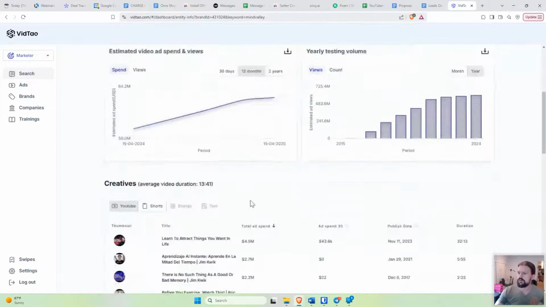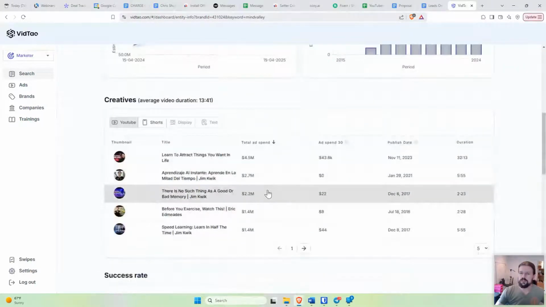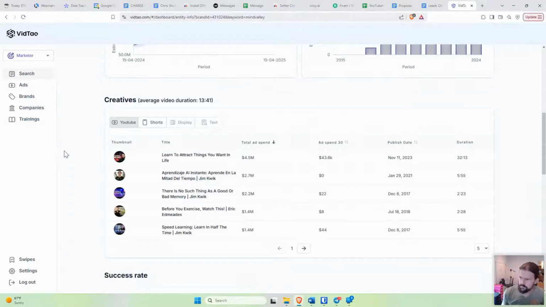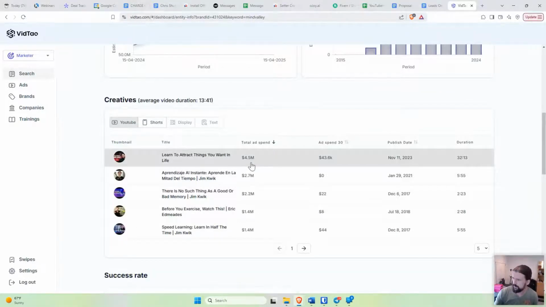And then I can scroll down and I can see these are the ads that they've actually run. Some of them are running now, some of them have run in the past. And what I like to look at, there's three fields that I like to look at. There's total ad spend, ad spend 30, and the publish date. Publish date means when it started. Total ad spend is how much they've spent on it total. And ad spend 30 is how much they spent on the ad in the last 30 days.